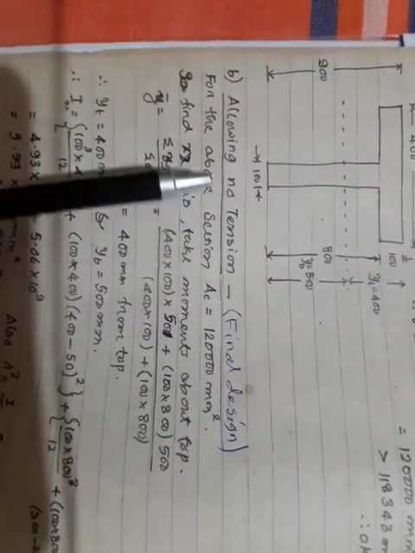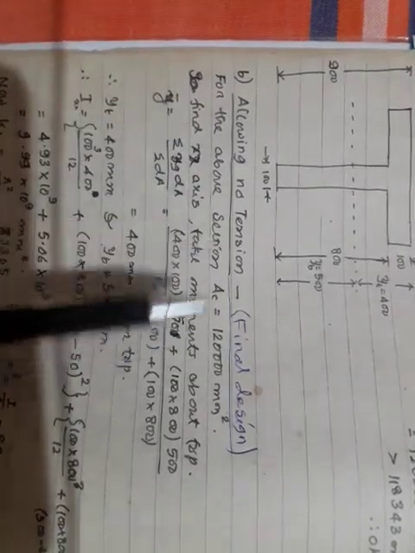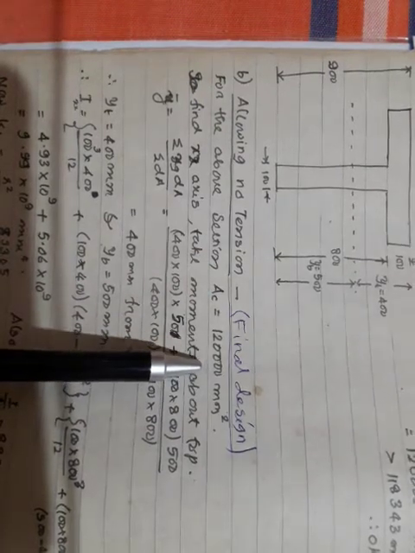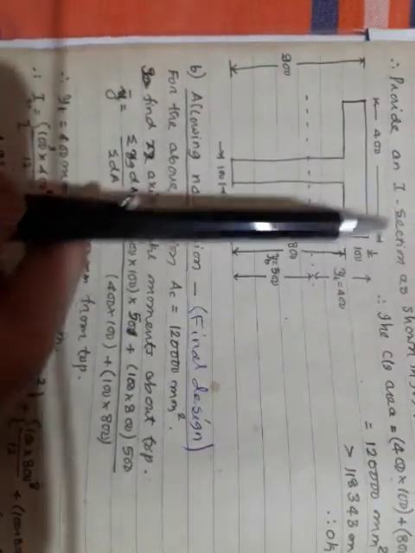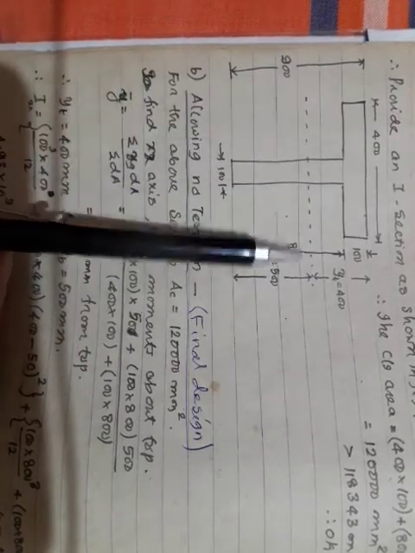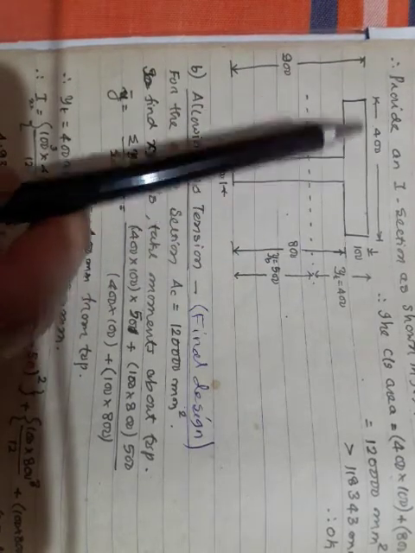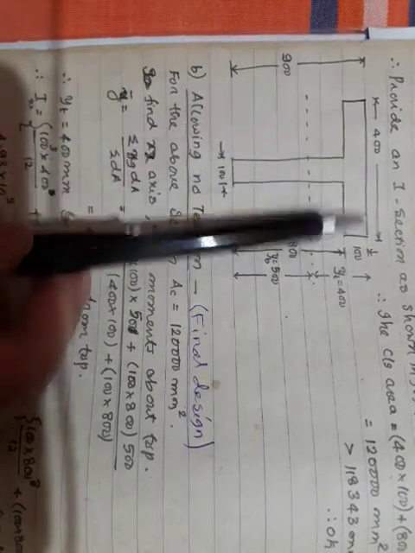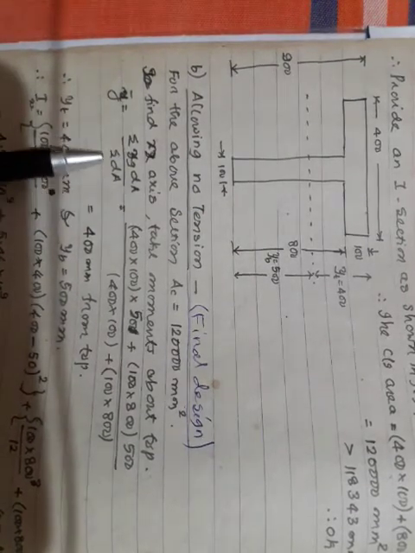Now we shall go to the final design by allowing no tension in concrete. For the above section, Ac is equal to so much. We have provided 1,20,000 mm² area of concrete. Since it is an unsymmetrical section, I first want to find out the CGC, where the CGC lies. So I have to take the moments of all these areas about the top. It is given by y bar equals sigma y dA divided by sigma dA.